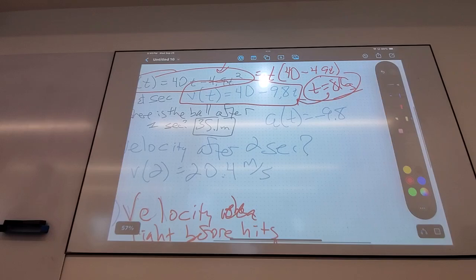So what do you get when you plug in 8.16? 49 minus 9.8 times 8.16. It should be about negative 40. Negative 39 point whatever, right? Which makes sense because it's going down, so it should have a negative velocity. I got negative 44.28.